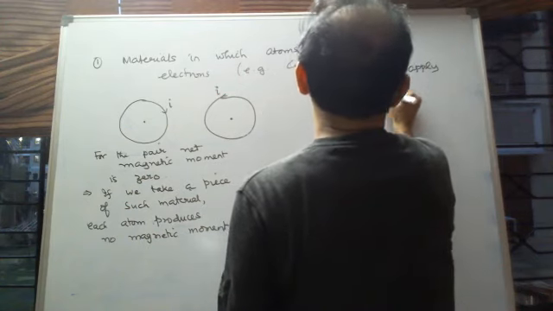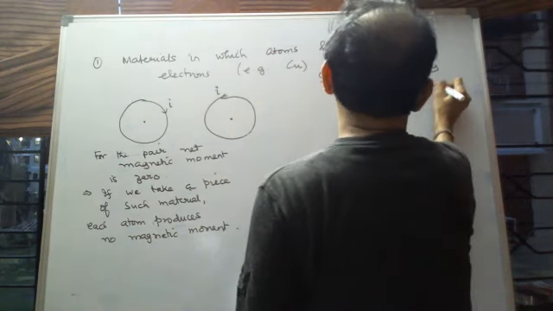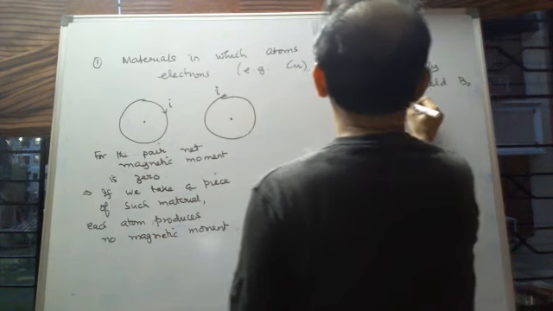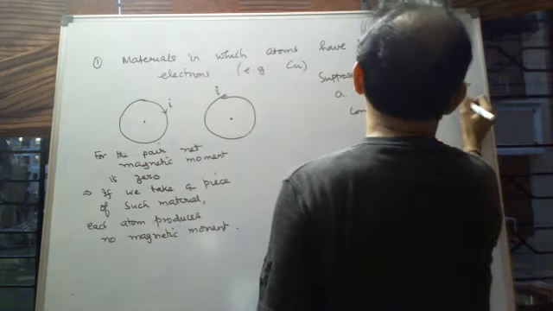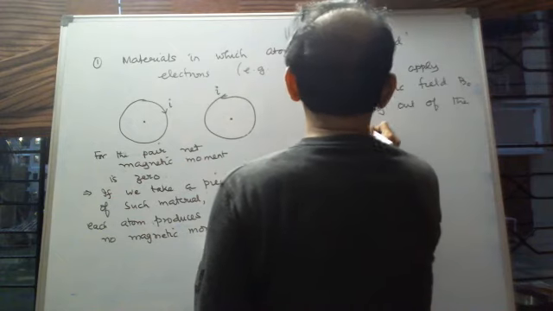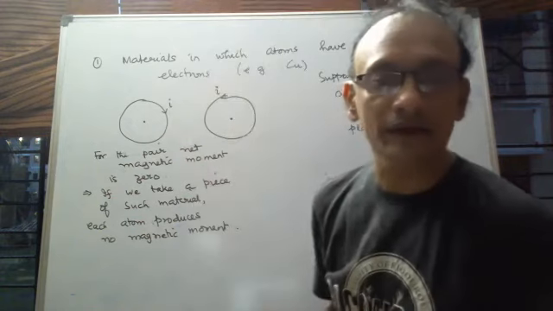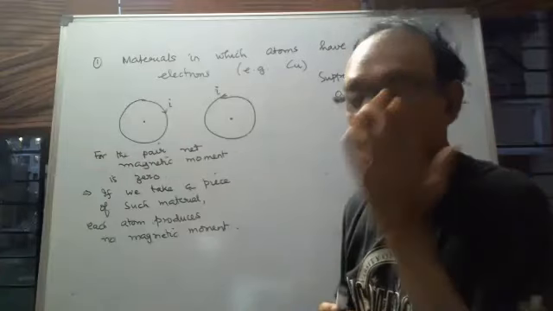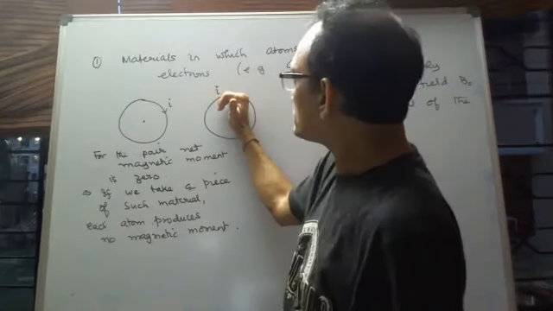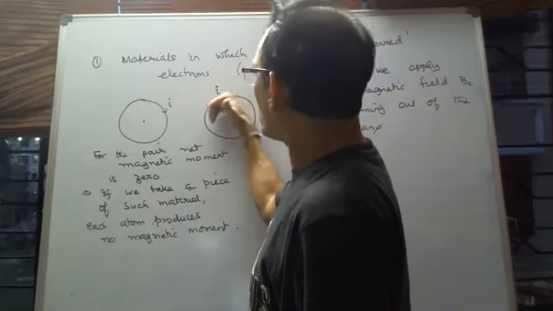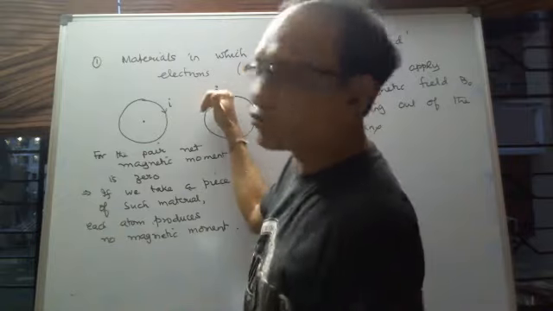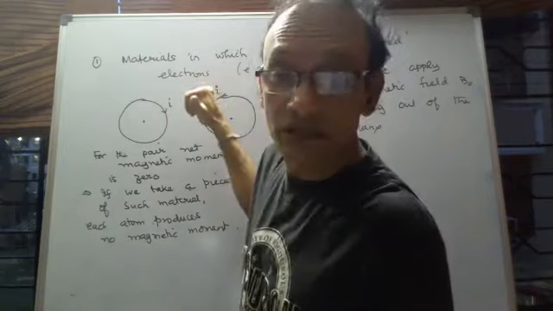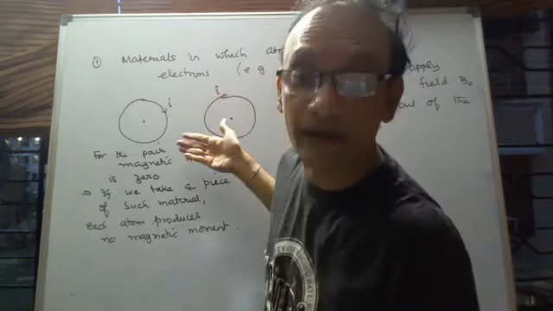Now suppose I apply a magnetic field B naught coming out of the plane. Suppose we apply a magnetic field B coming out of the plane. Now what will happen? Because of the magnetic field out of the plane of the board, this one, which has a magnetic moment like this, its flux coming out will increase.